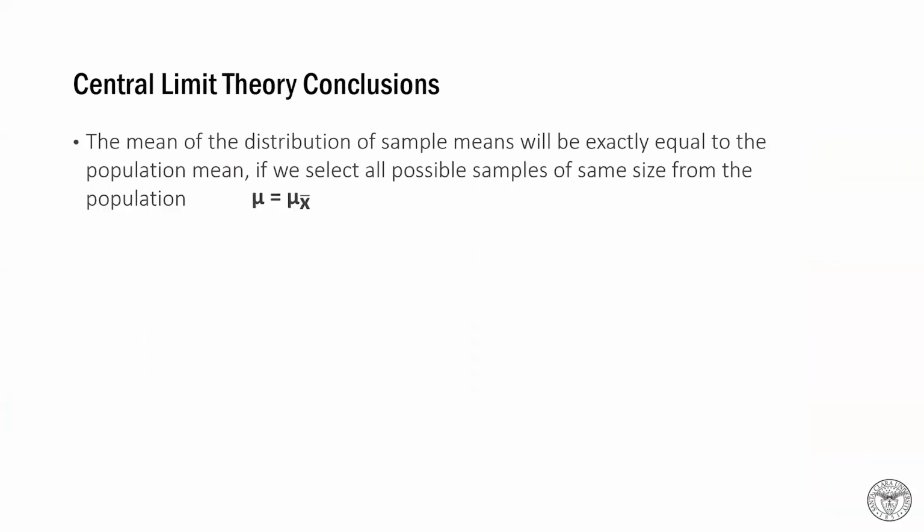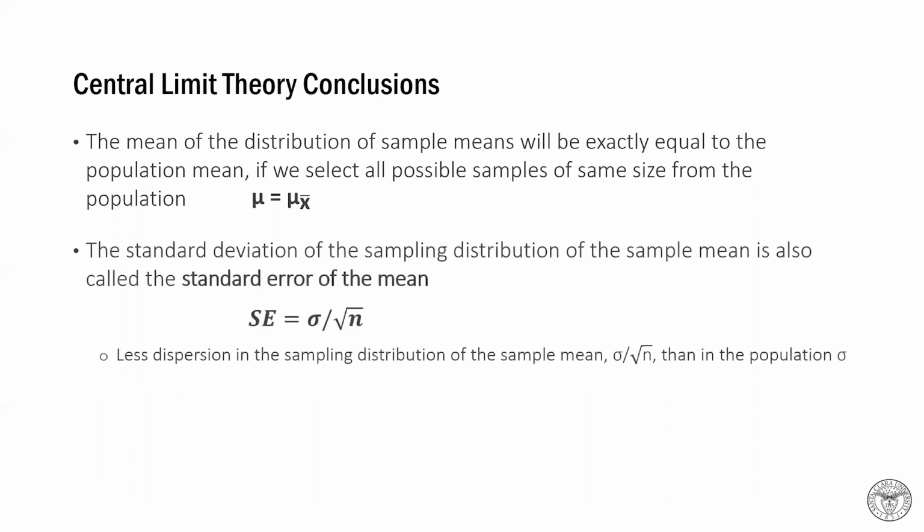Similarly, we use standard deviation to measure the variation among sample means, which is also referred to as standard error. Even if we do not select all samples, we can expect the mean of the distribution of the sample means to be close to the population mean. If the population standard deviation is sigma, the standard deviation of the distribution of sample means is sigma divided by the square root of n.